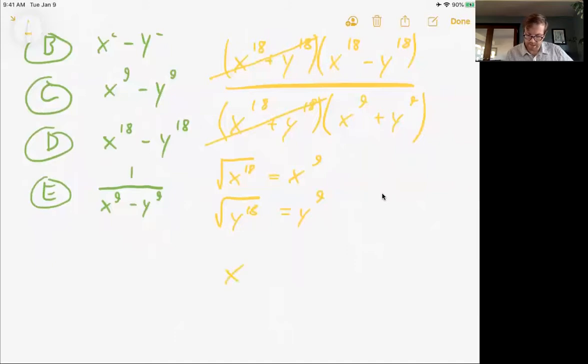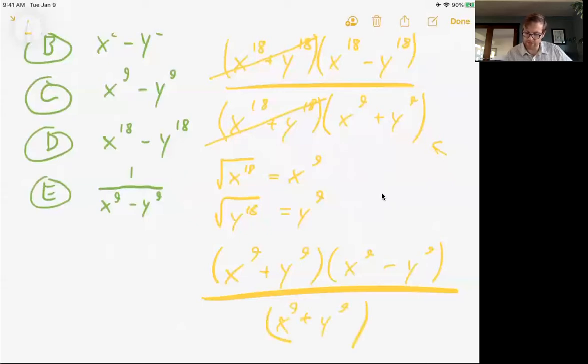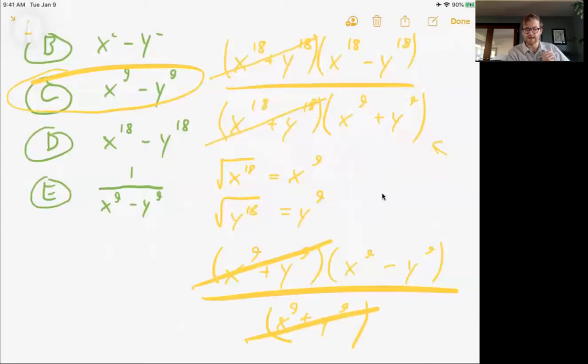And so you decide, okay, well, I'll just factor that out, see where that gets me. You'll get x to the 9th plus y to the 9th, and x to the 9th minus y to the 9th, all still divided by x to the 9th plus y to the 9th. And again, you go, oh, sweet, some stuff canceled, those two go away. And so you get that this entire thing is equal to option C here, x to the 9th minus y to the 9th.